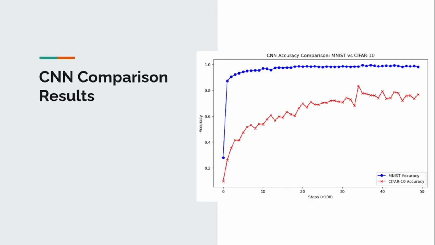This discrepancy is largely due to the inherent differences in dataset complexity. MNIST contains grayscale, uniform, handwritten digits, making it easier for a CNN to learn distinguishing features, whereas CIFAR consists of color images with more variation in objects, textures, and backgrounds, requiring a more sophisticated feature extraction process.